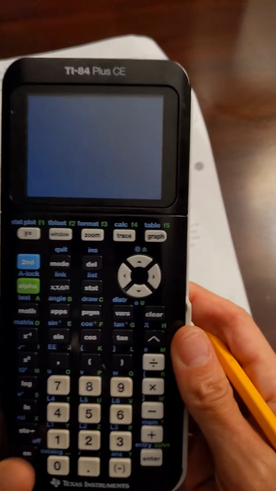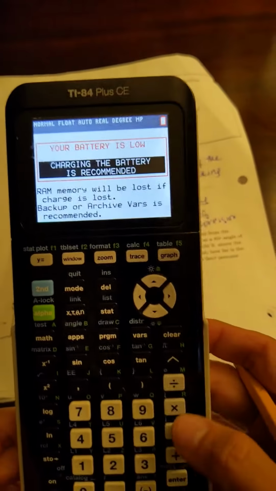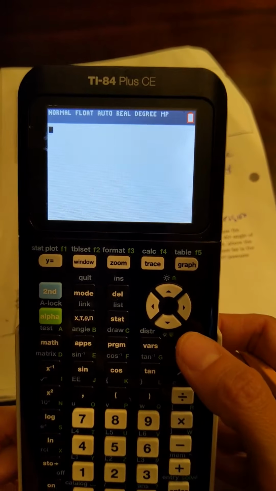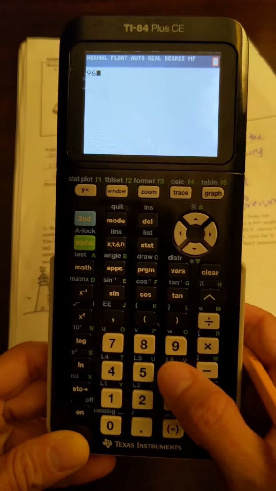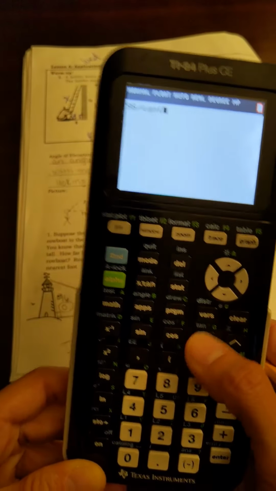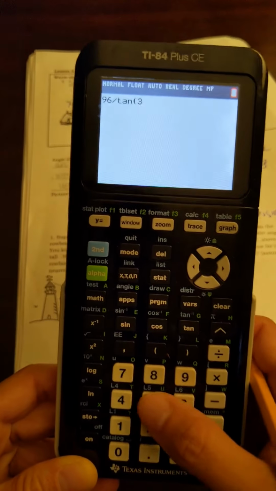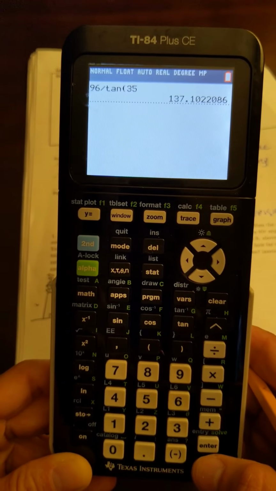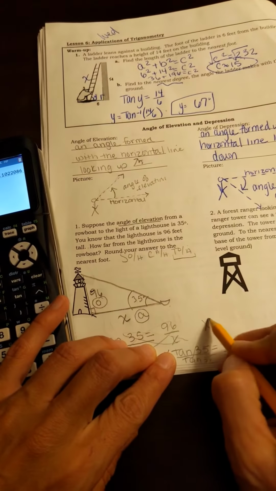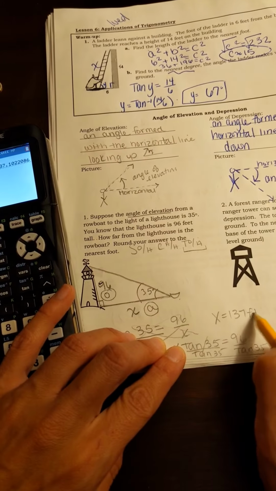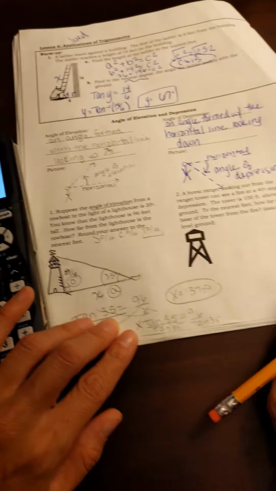Okay, so calculator to the rescue. Let's try to put it up right side up. I need to charge you. Okay, so we're going to do 96 divided by tan 35. I'm going to get 137. Well, wasn't that fun? Alrighty.